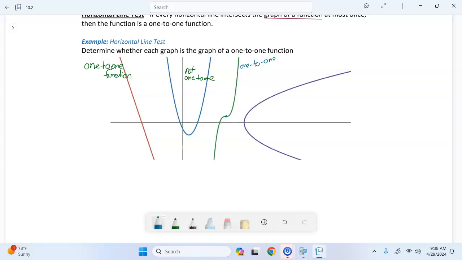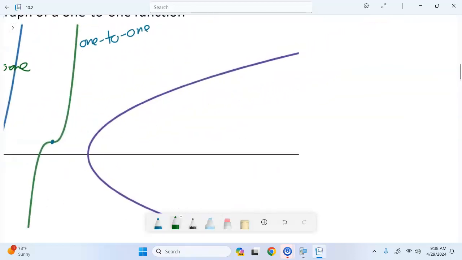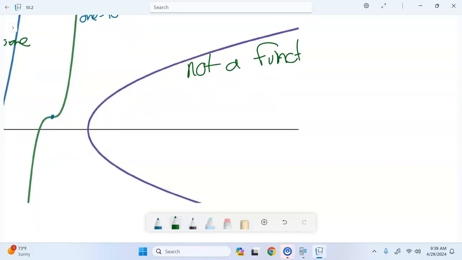What about our last one? Yeah. What'd you say, Emmy? It's not a function. How do you know? Fails the vertical line test. It passes the horizontal line test, but that's moot because it fails the vertical line test. Not a function. So it can't even be one-to-one because it's not even a function to begin with. It fails the vertical line test. Okay? Is it a function? And if so, does it pass the horizontal line test?